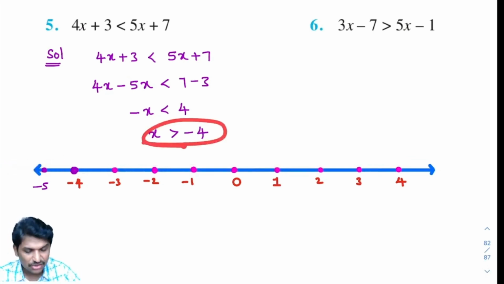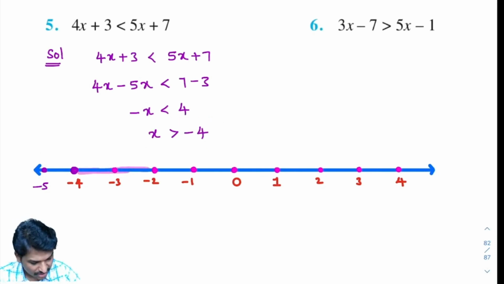Here I want x values which are greater than minus 4 now. What are the x values which are greater than minus 4? You observe the right hand side part. You can see this marked one. Can you see? Yes. This marked one. What is this? This is the solution.